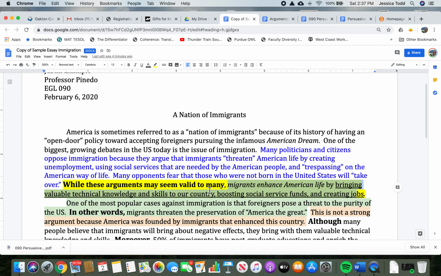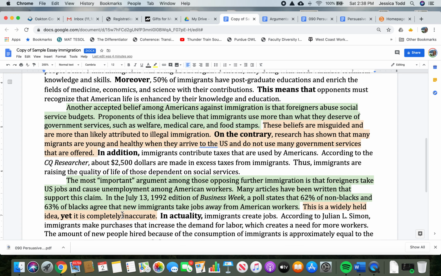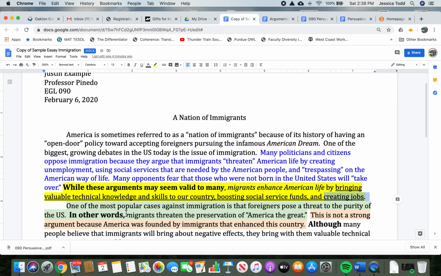While these arguments may seem valid to many, migrants enhance American life. Okay, so that's my opinion. That's my main point throughout this whole essay, is that migrants enhance American life. And then I bring the three ways that I believe they enhance American life: by bringing valuable technical knowledge and skills to our country, boosting social service funds, and creating jobs. So these three ideas will become the three body paragraph ideas as well, okay? So that's a little bit about the organization of the introduction. And notice that we transition from the other side into our side or our belief.